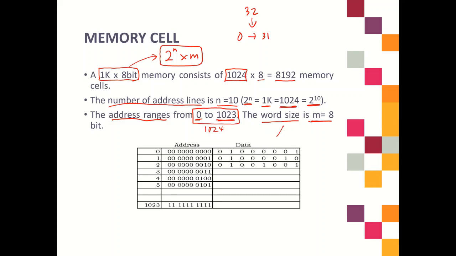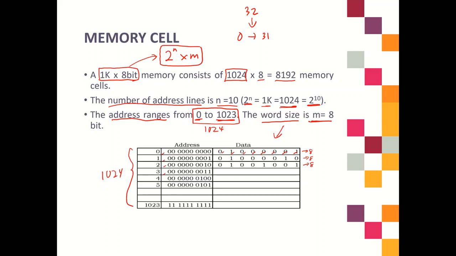So this table is representing the structure of the memory. You have 1024 locations, and each location is represented by 10 address lines. This is the address line, so you have 10 address lines. And then each memory location can store up to 8 bit, because the word size here is 8. So you have 8 bit of data: 1, 2, 3, 4, 5, 6, 7, 8. Each memory location can store up to 8 bit.